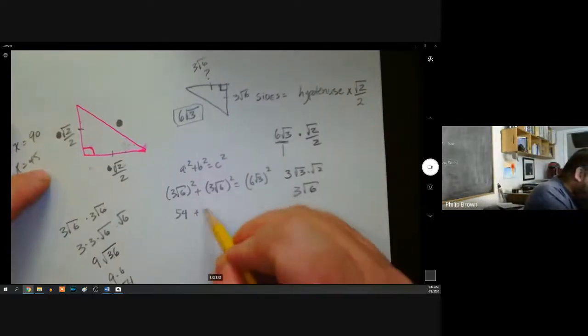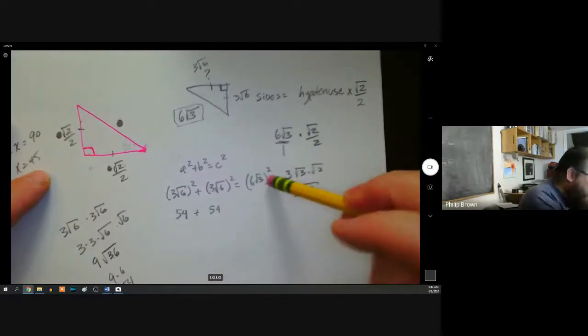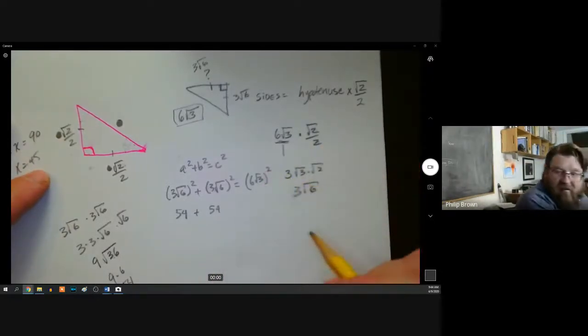So this is 54. This is the same, right? Try this one. You guys try it. 6 root 3 squared.